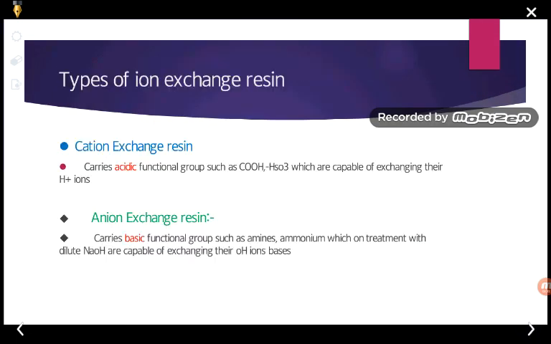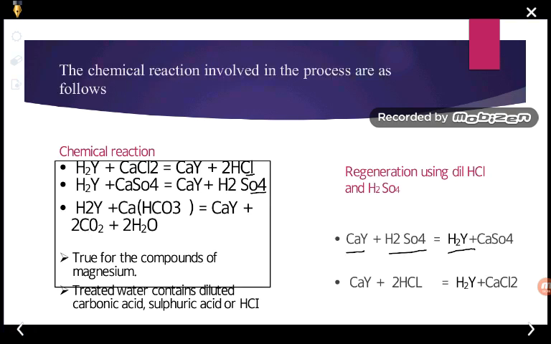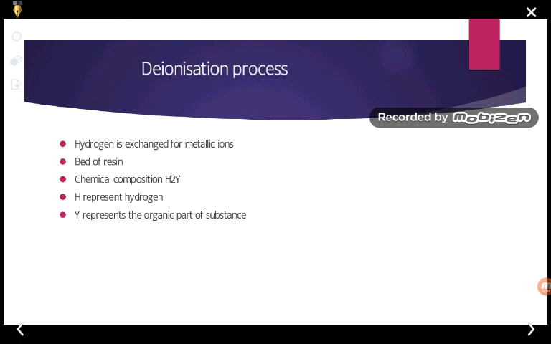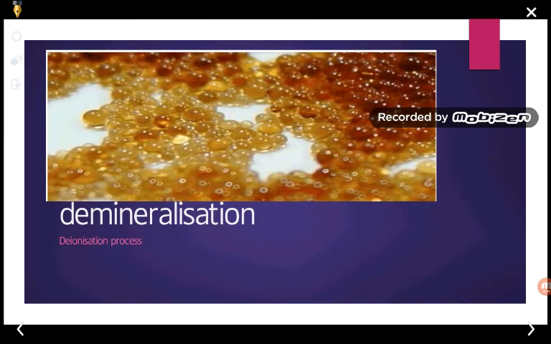Now coming to the types of ion exchange resin. So this process also uses the ion exchange resin. How does the resin look? It is just like sabudana, but it is brown in color. So you can see this is the picture of a resin.